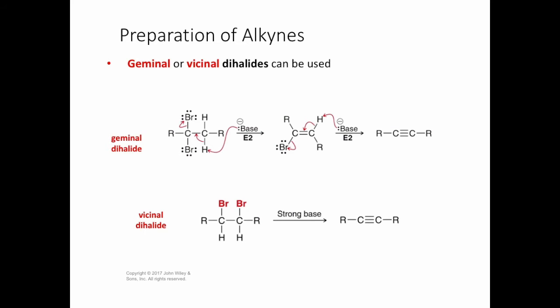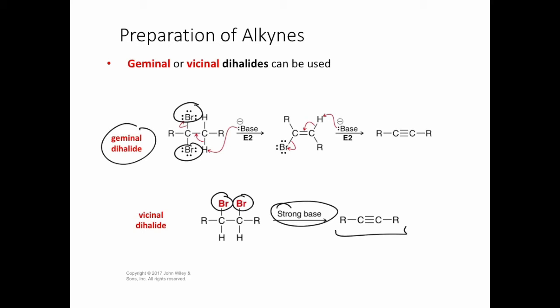Alkynes are prepared from geminal or vicinal dihalides. A geminal dihalide is a compound that has 2 halogens on the same carbon. So these bromines are both attached to the same carbon, so it's called a geminal dihalide. A vicinal dihalide has two halogens attached to neighboring carbons. So either one of these, if you treat them with a strong base like hydroxide, you will end up with the alkyne. And this occurs through a mechanism that we're going to learn in a subsequent chapter. It's called the E2 mechanism.